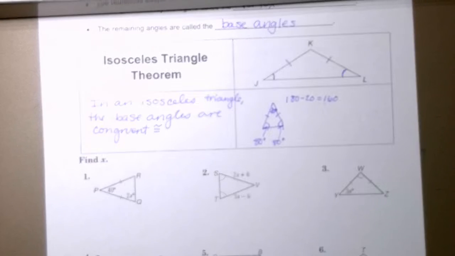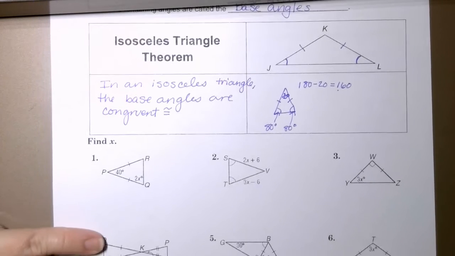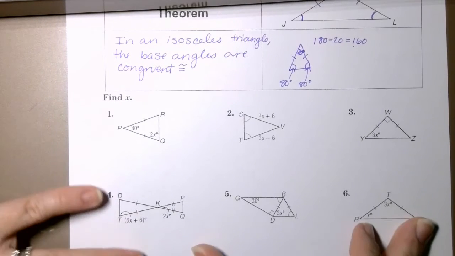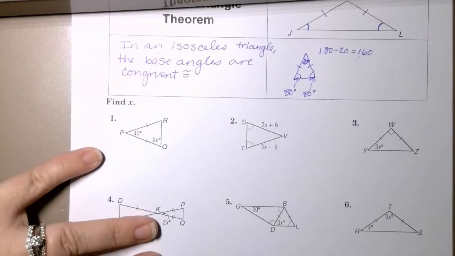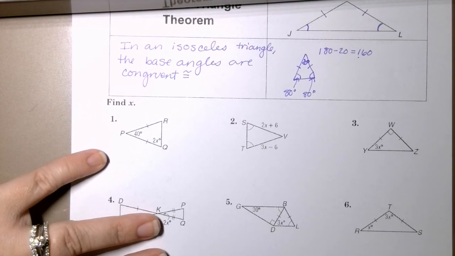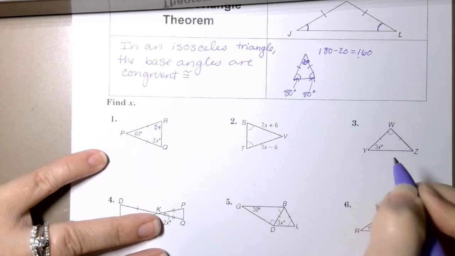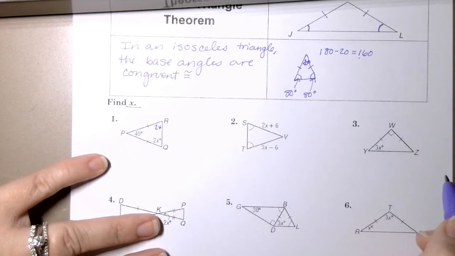Okay. So, find x. Do we have a backside today too? We do. Okay. So, what are my base angles? Name them for me. Angle Q and angle R. So this is also 2x. Now I'm just looking for x. I'm not looking for an angle measure.